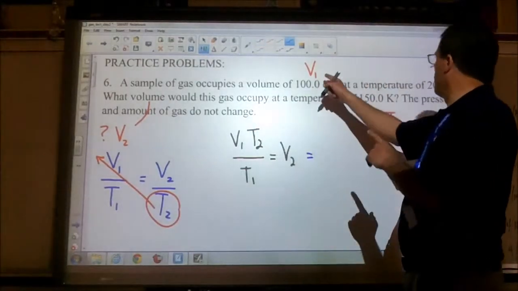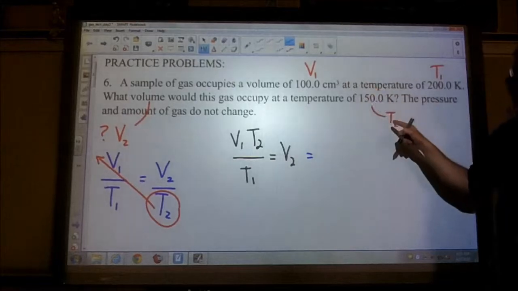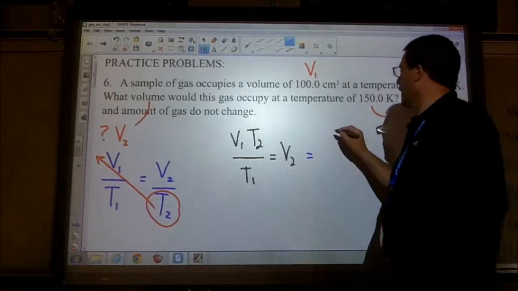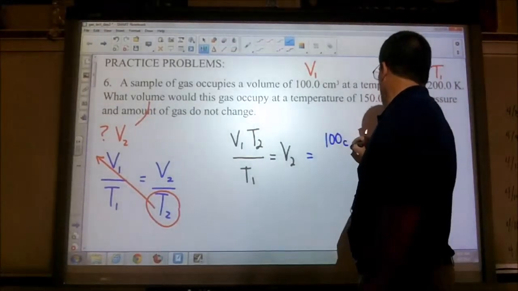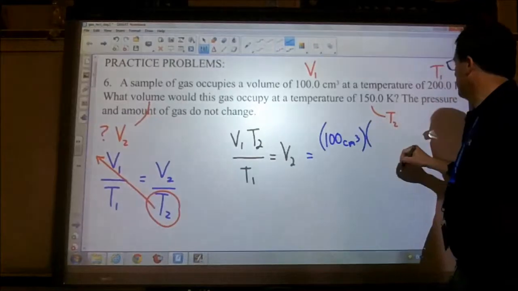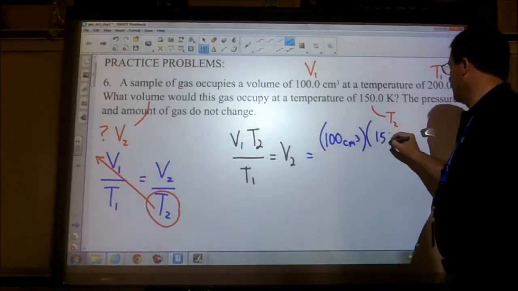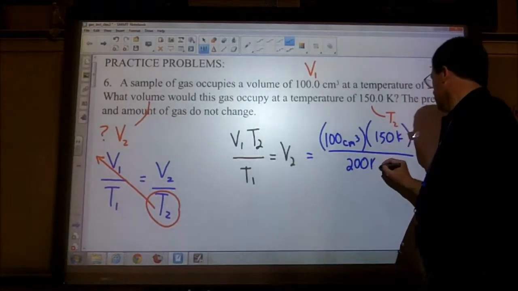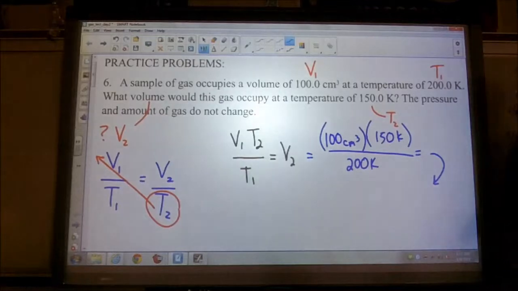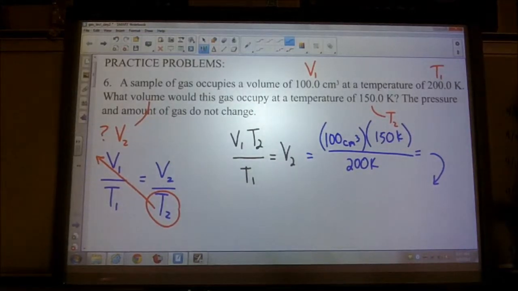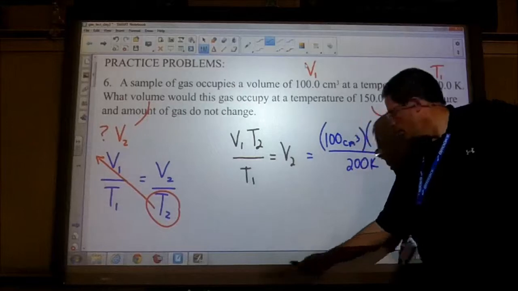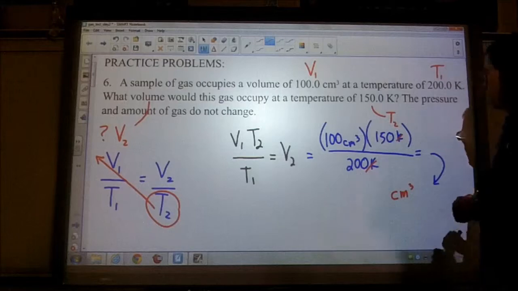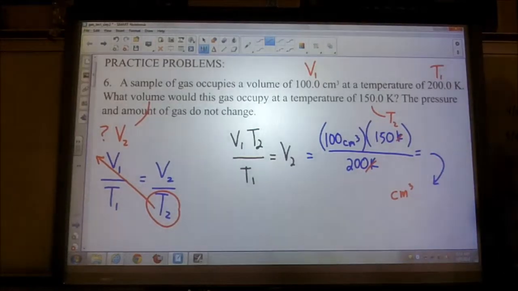That's one reason why I put the variables over the values, so I don't do something dumb and say that that's T1 and that's T2. So then I can just go, okay, my volume is 100 centimeters cubed. My finishing temperature is 150 Kelvin. And my starting temperature was 200. And what is my unit for this? Centimeters cubed, because again, my Kelvin cancel out. So I have centimeters cubed and whatever that equals. What is that, like 75? Okay.